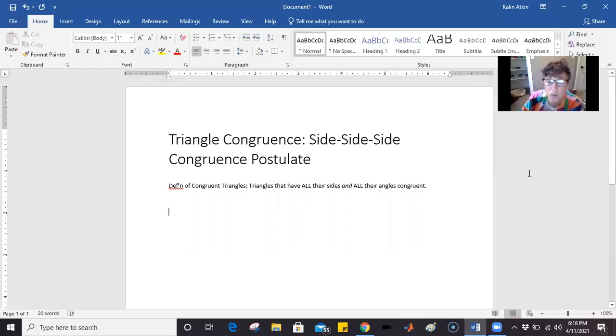It turns out if you just know that their three sides are congruent, then you know the angles have to be congruent and they will definitely be congruent triangles. I'm going to show you why that is the case.